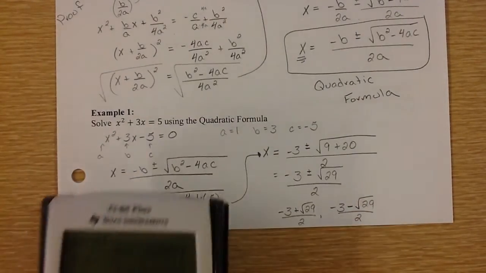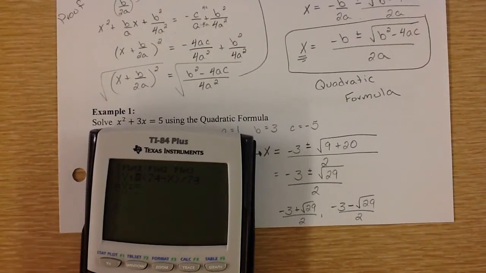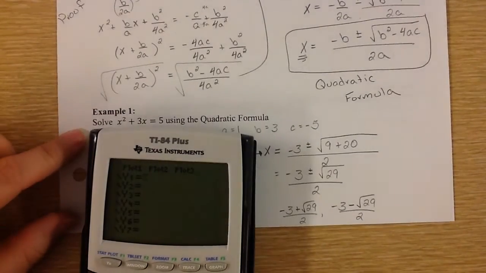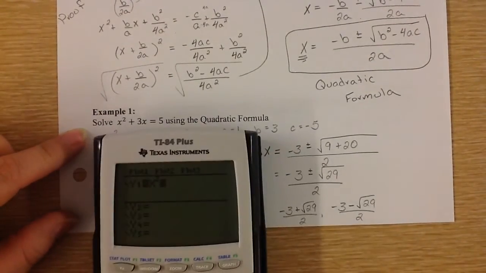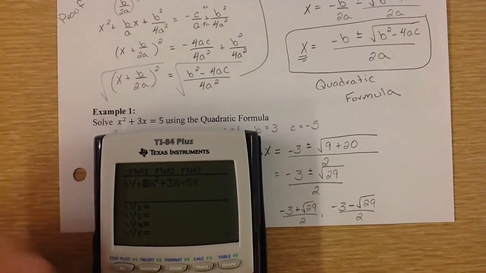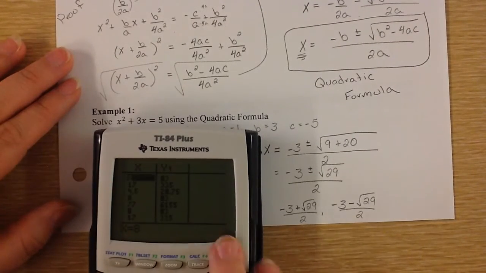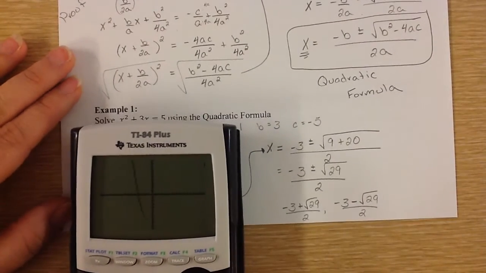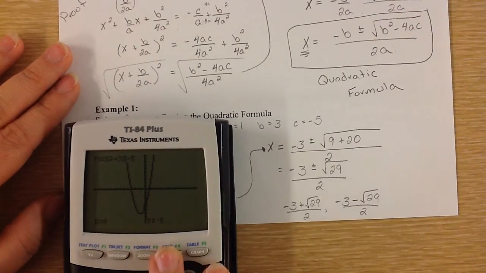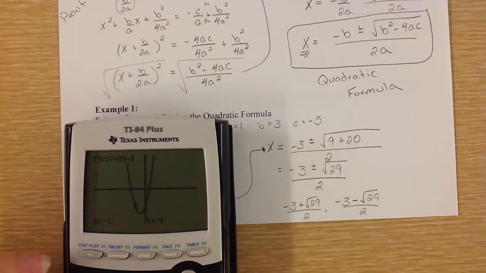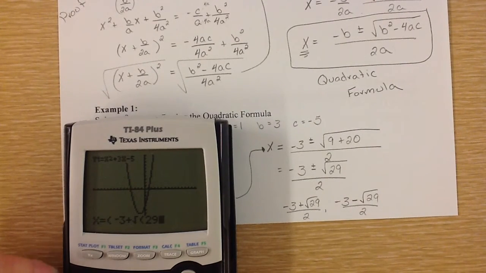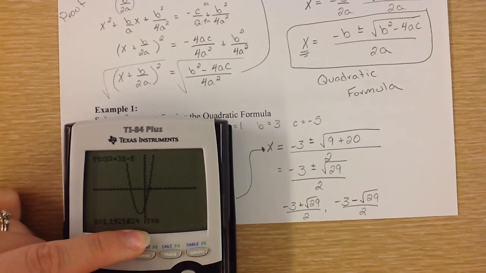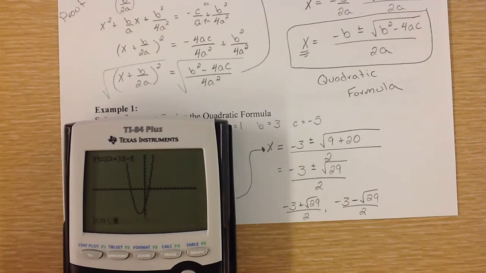So let's go ahead and check our work here. Let's go to my y equals, and let's graph the original equation, which is x squared plus 3x minus 5. Okay, and let's see if these are in fact 0. So let's look at the graph. Okay, let's trace. I want parentheses, negative 3 plus the square root of 29, divided by 2. Yep, it's 0. So let's go parentheses negative 3 minus the square root of 29.